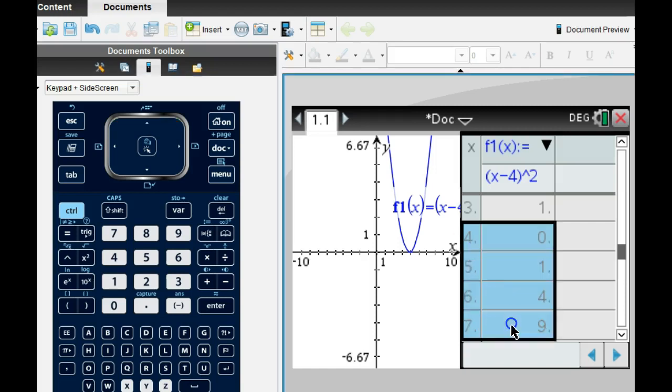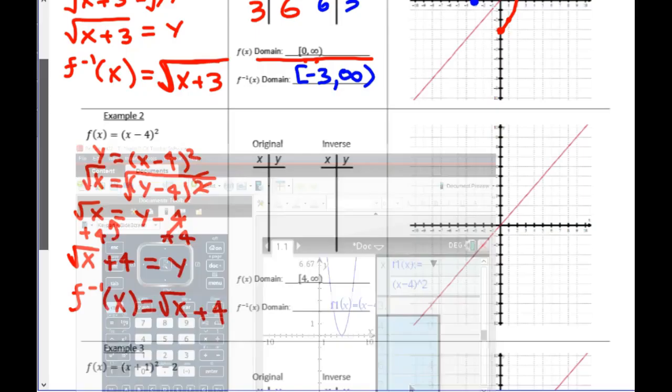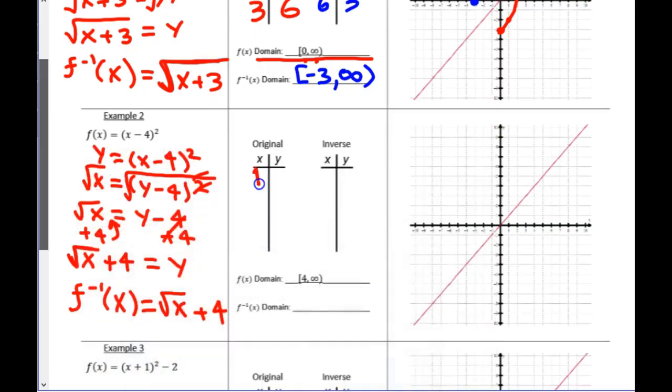So let's write these points down. 4, 0, 5, 1, 6, 4, 7, 9. And plot those points for me, please.